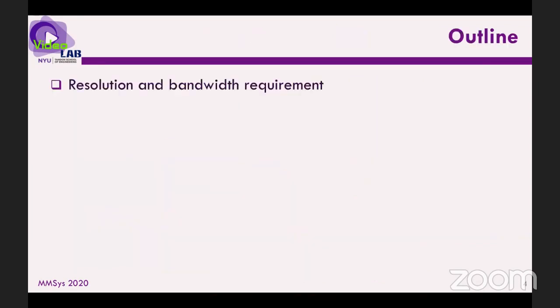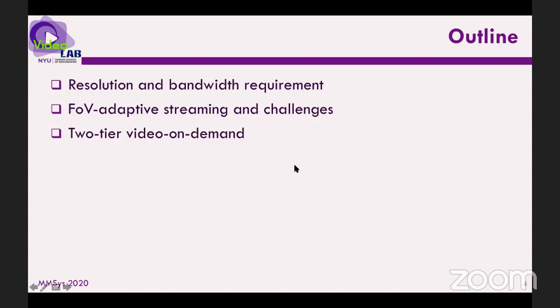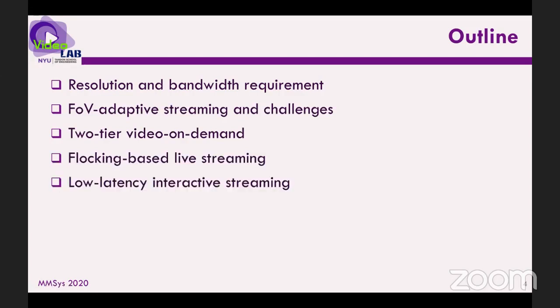So here is an outline of my talk. I will start out by discussing the resolution and the bandwidth requirement. Then I will discuss the general idea of FOV adaptive streaming and its challenges. And next, I will describe our work in different types of video applications, including video on demand, live streaming, and interactive streaming. I will also discuss our work in FOV prediction using deep learning.